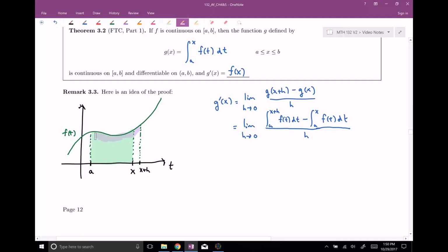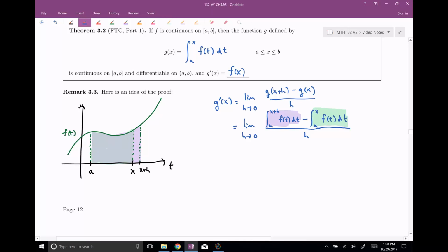Oh no, my purple highlighter is a little bit smaller. This is going to take a second. So something like this. And so again, g of x plus h, that's going to be this one, the purple one, from a to x plus h. And then g of x, that's just from a to x. So that's the green thing that I highlighted over there.